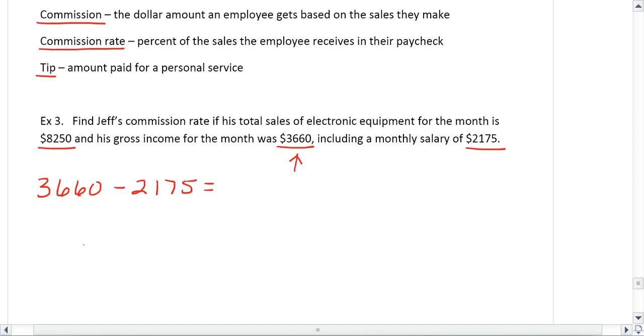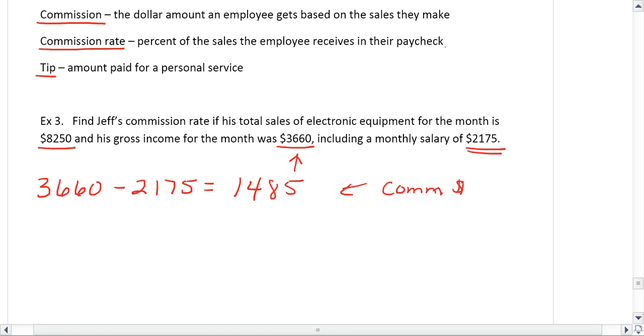So the first step is finding out how much of this paycheck was the commission. So we'll take the entire paycheck, $3,660, and we'll subtract the salary that he would have gotten if he would have made no sales at all. So if we subtract that, we get $1,485. So this is the commission in dollars. And we're asked to find the commission rate.